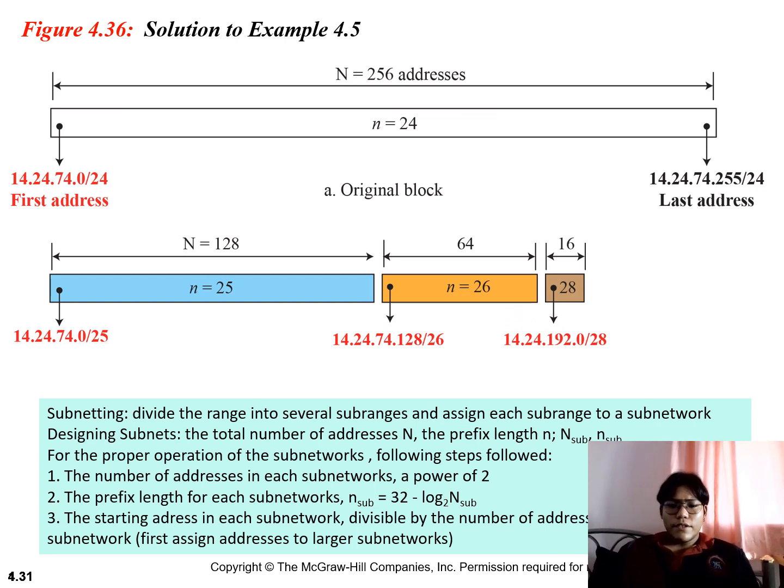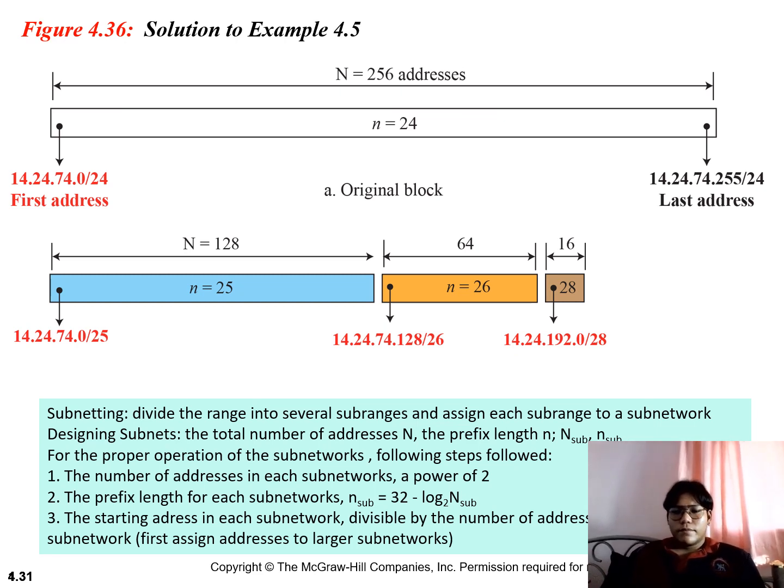Subnetting. Divide a range into several subranges and assign each subrange to a subnetwork. Designing subnets: the total number of addresses and the prefix length n. For the proper operation of the subnetworks, follow these steps. 1. The number of addresses in each subnetwork should be a power of 2. 2. The prefix length of each subnetwork, n sub, equals 32 minus log base 2 of the number of addresses. 3. The starting address in each subnet must be divisible by the number of addresses.